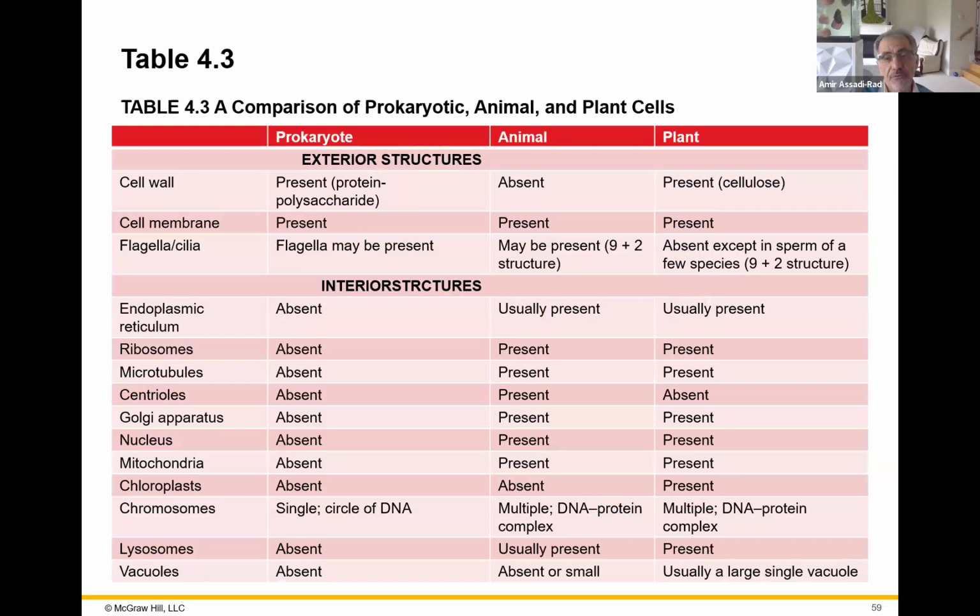Very good. Your textbook has good tables. Please study them. Make sure you know this. If you have any question, let me know. It's summarizing what's going on. The only thing that is missing in here is function. Make sure all of these structures on the left-hand side, all of them, you know the functions too. Okay? I hope I'm making some sense.